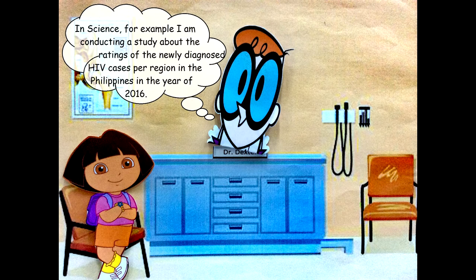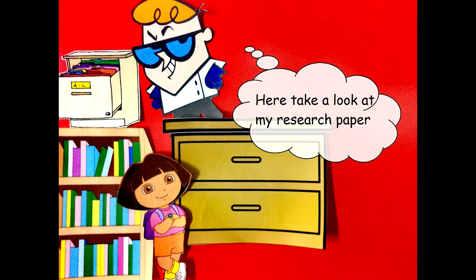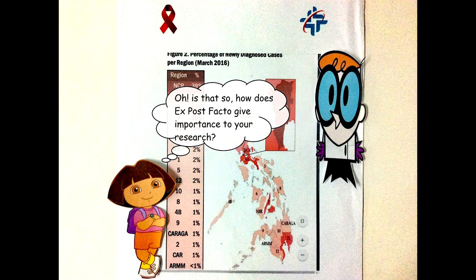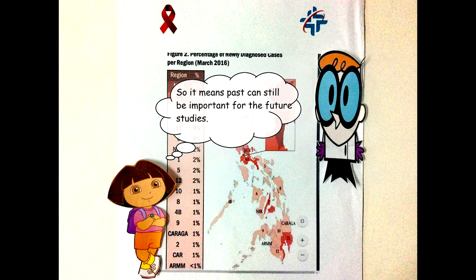In science, for example, I'm conducting a study about the ratings of the newly diagnosed HIV cases per region in the Philippines in the year of 2016. Here, take a look at my research paper. Ooh. Is that so? How does ex post facto give importance to your research? Well, because of the past studies of the case, we refer studies with that, and we observed the increase and decrease of the ratings. So it means the past can still be important for future studies.